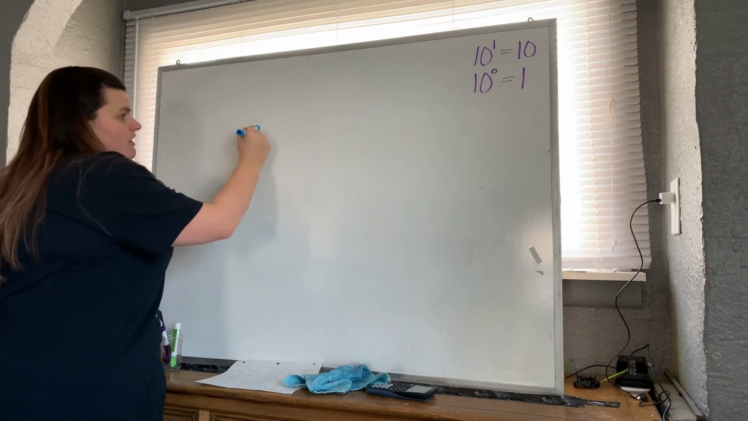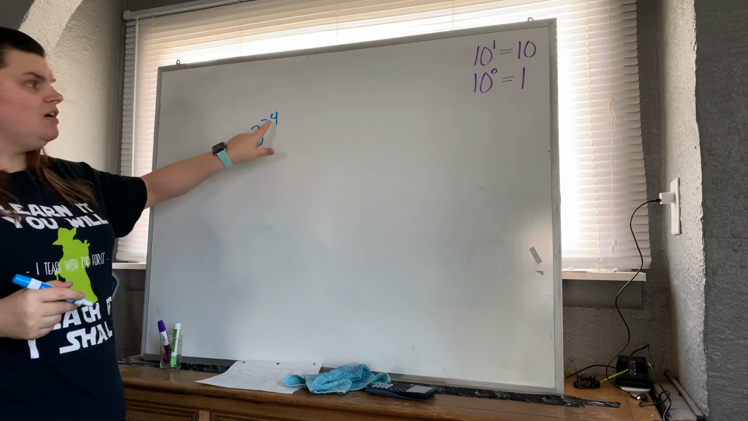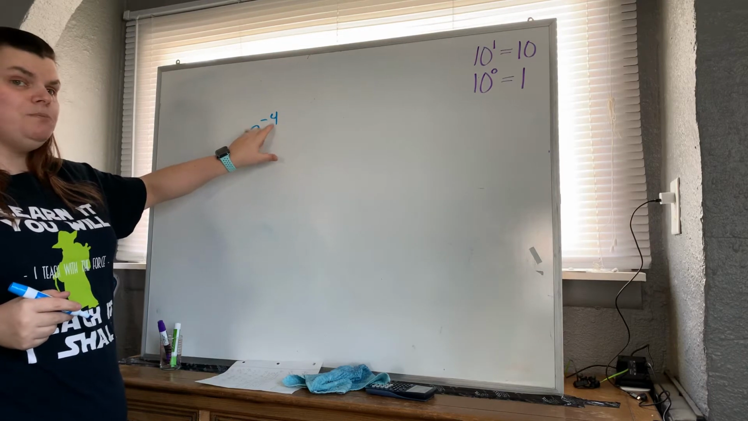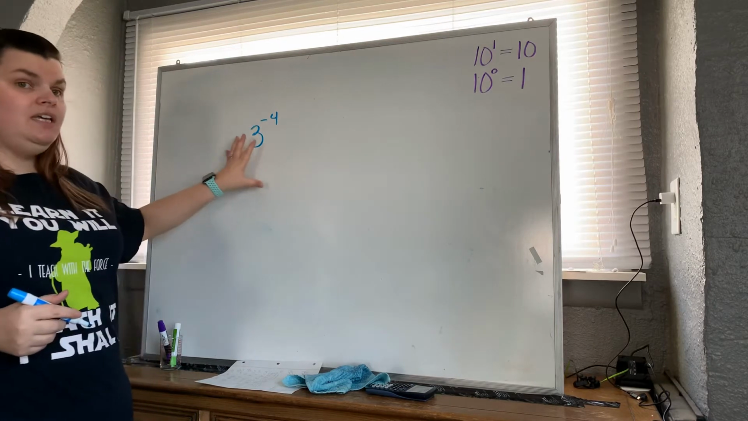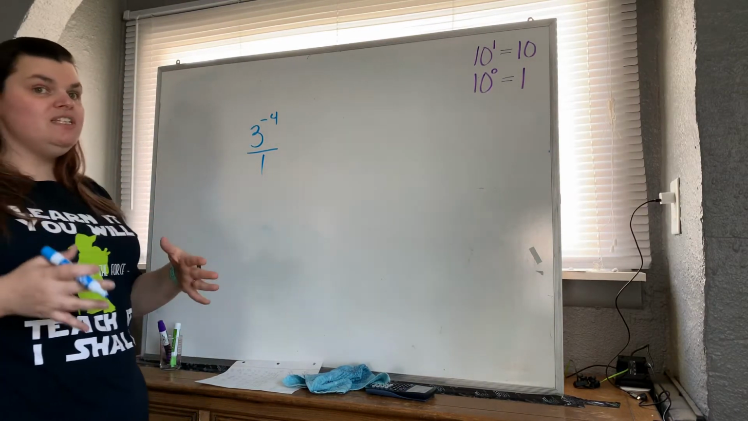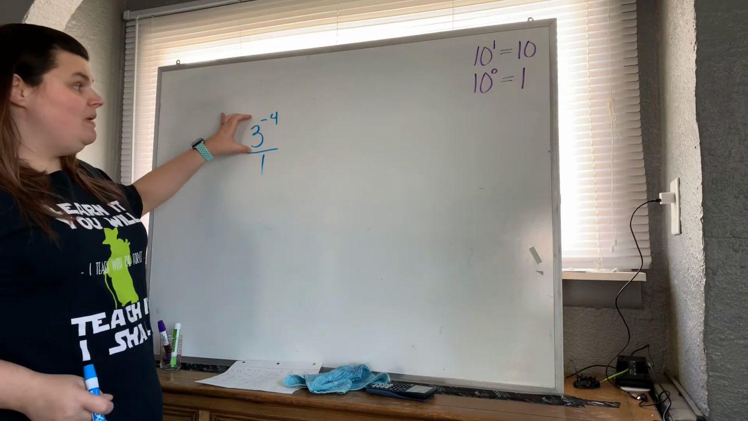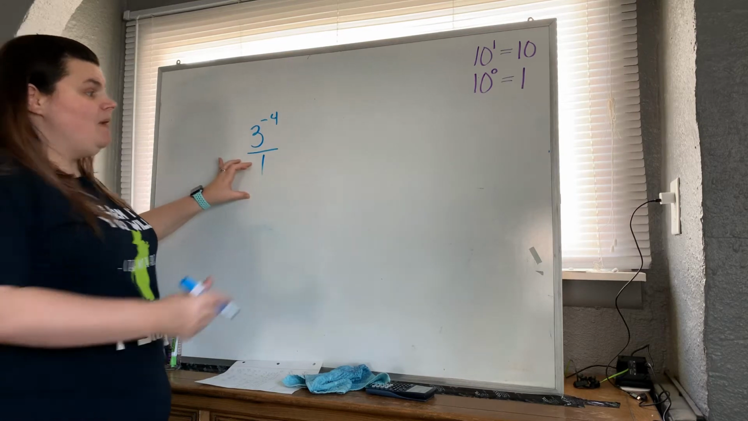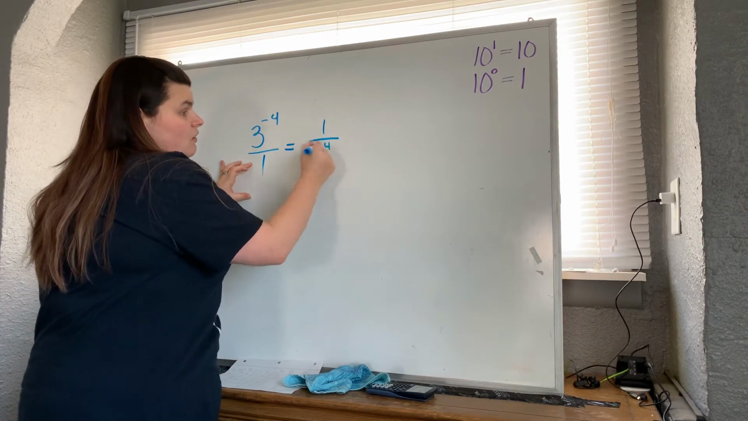So if you have something like this, we're not talking about a negative base, we're talking about a negative exponent. This negative exponent tells me this number needs to move. Right now it's on top, because remember, any number we can put over 1. If we don't see a fraction, then it's at the top because it's over 1. So to make it happy, I need to move it into the bottom. So this equals 1 over 3 to the 4th.